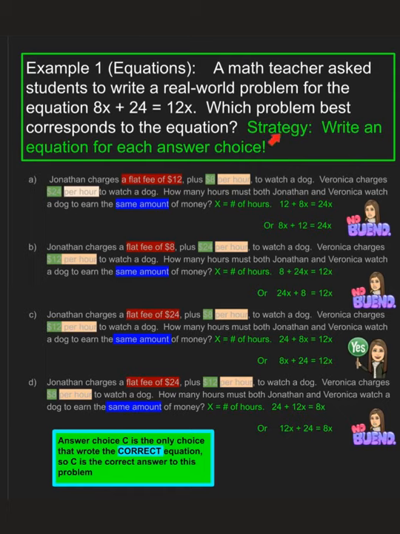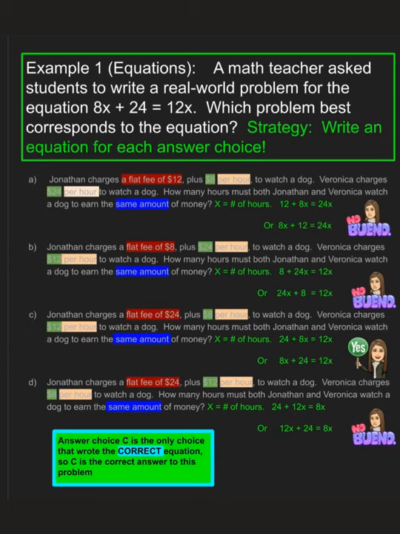So it is highly suggested, and you're not going to see 10 of these problems, you may see one, maybe possibly two, ever on a future test, go through and write your own equation for each of the answer choices. Okay, so that's what has happened here.